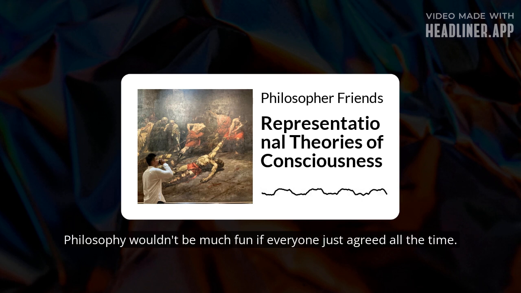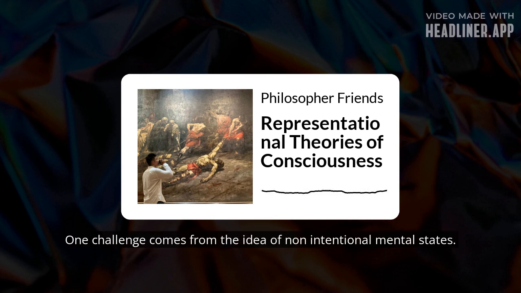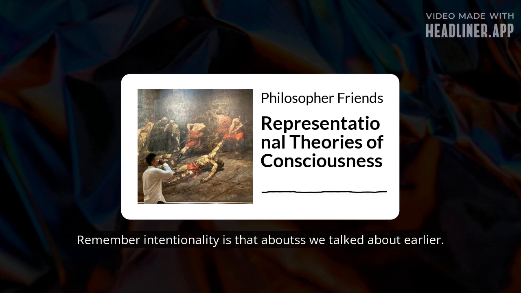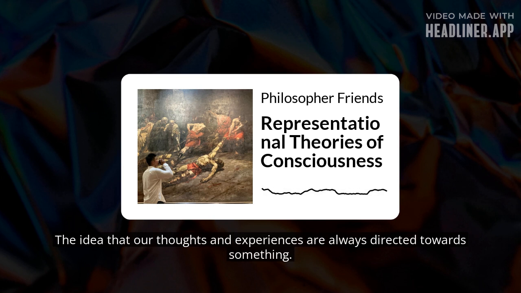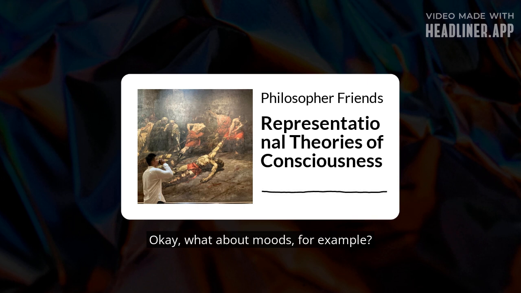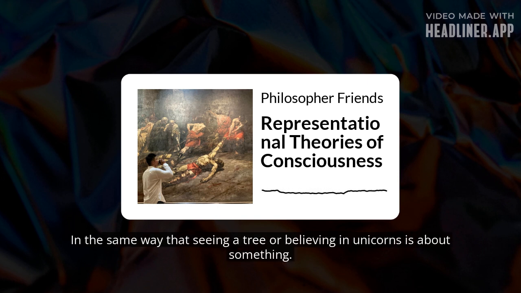Oh, absolutely. Philosophy wouldn't be much fun if everyone just agreed all the time. Right. Haha. One challenge comes from the idea of non-intentional mental states. Non-intentional. Remember, intentionality is that aboutness we talked about earlier. Right. The idea that our thoughts and experiences are always directed towards something. Exactly. But some argue that not all mental states are intentional. Okay. What about moods, for example? Or bodily sensations like pain or pleasure? Yeah. It's not always clear what these states are about in the same way that seeing a tree or believing in unicorns is about something.